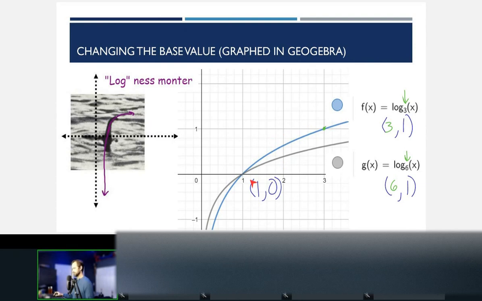So two things. The parent function will always cross at 1 comma 0, so the x-intercept 1 comma 0. And then the other important point on your graph will always cross at the y value being 1 and the x value being whatever the base is of that log. So that's why this one hits at 3 comma 1 and this graph hits the point at 6 comma 1. All right, everyone's good?